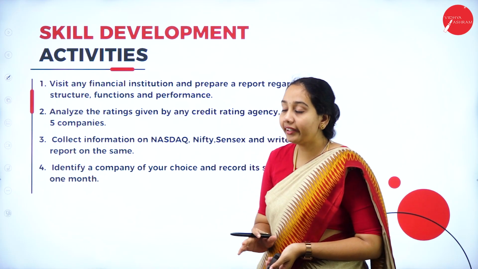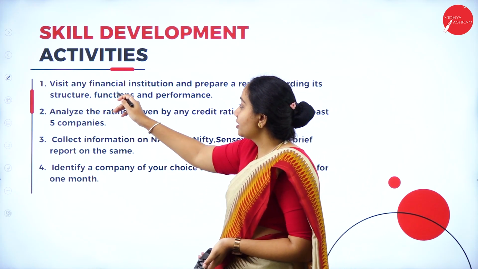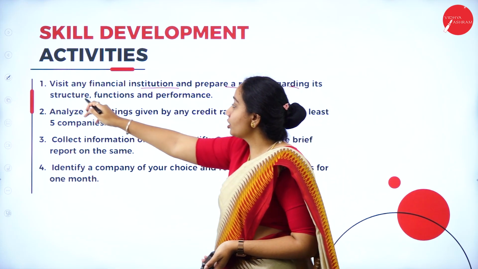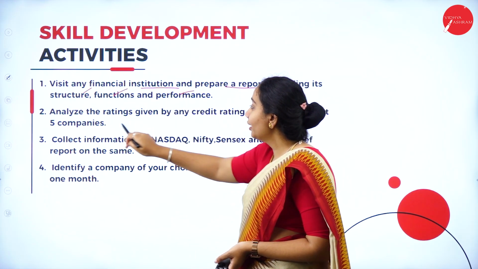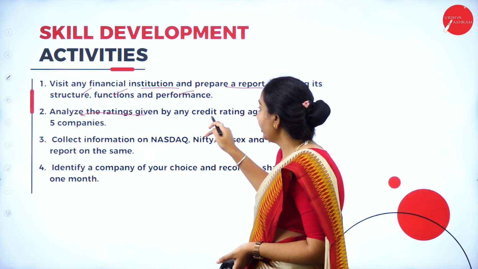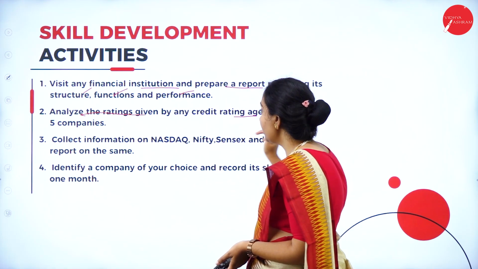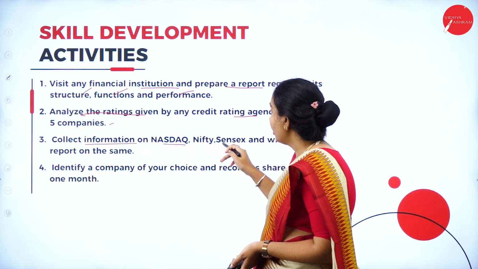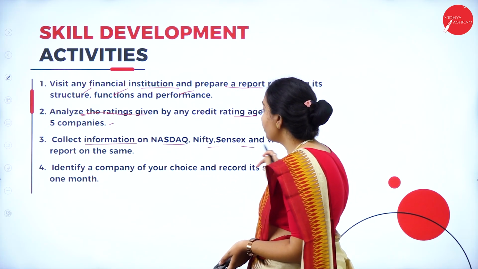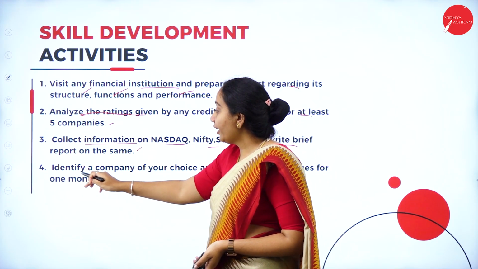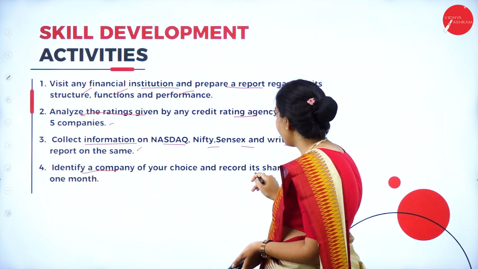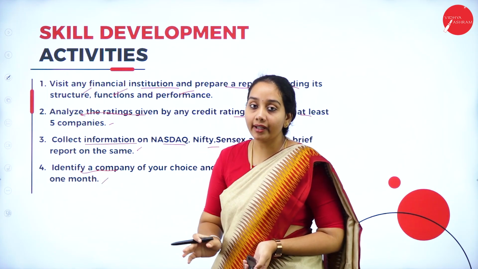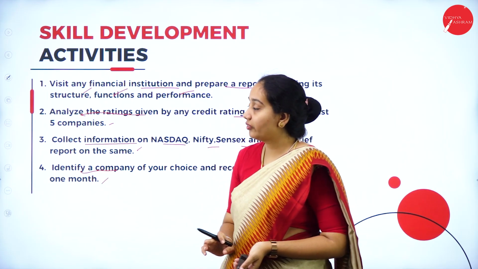These are the skill development activities we have got. So first, visit any financial institution and prepare a report regarding its structure, functions and performance. Analyze the ratings given by any credit rating agency for at least 5 companies. Collect information on NASDAQ, Nifty, Sensex and write a brief report on the same. Identify a company of your choice and record its share prices for the month. So these are the skill development activities that have been prescribed by the university.